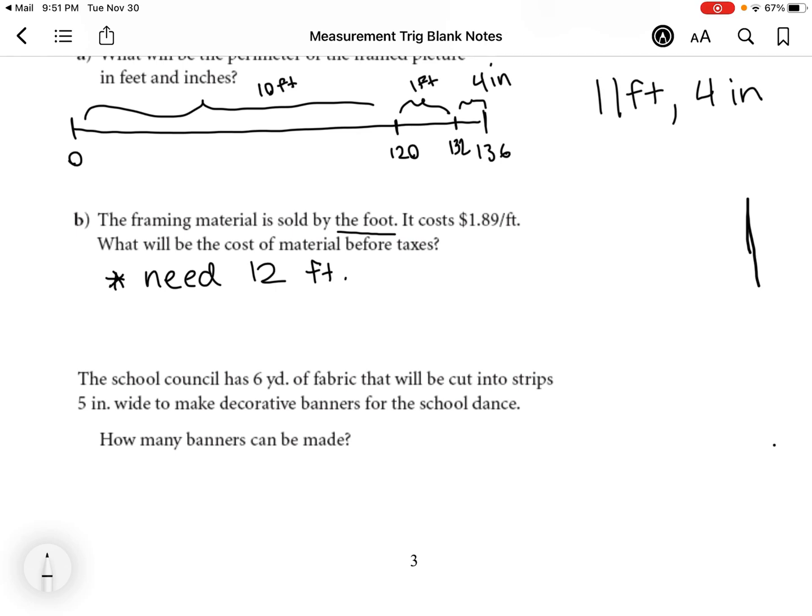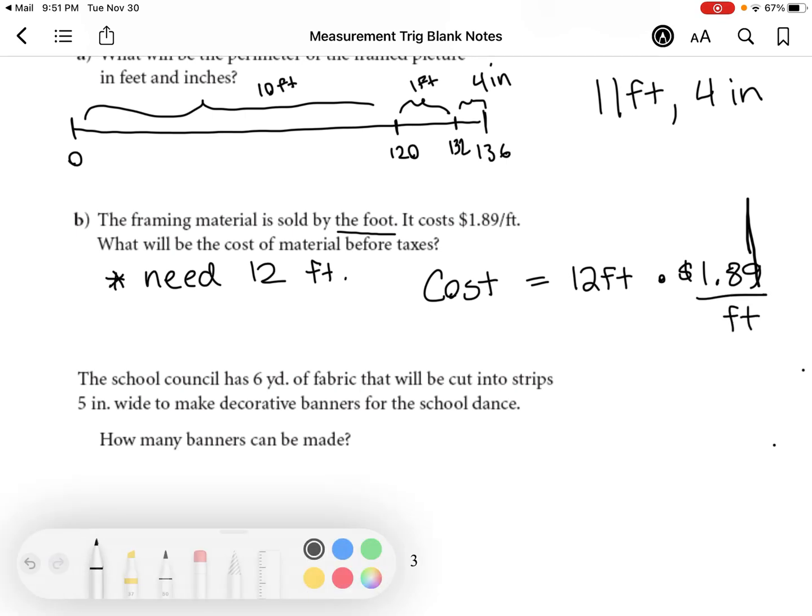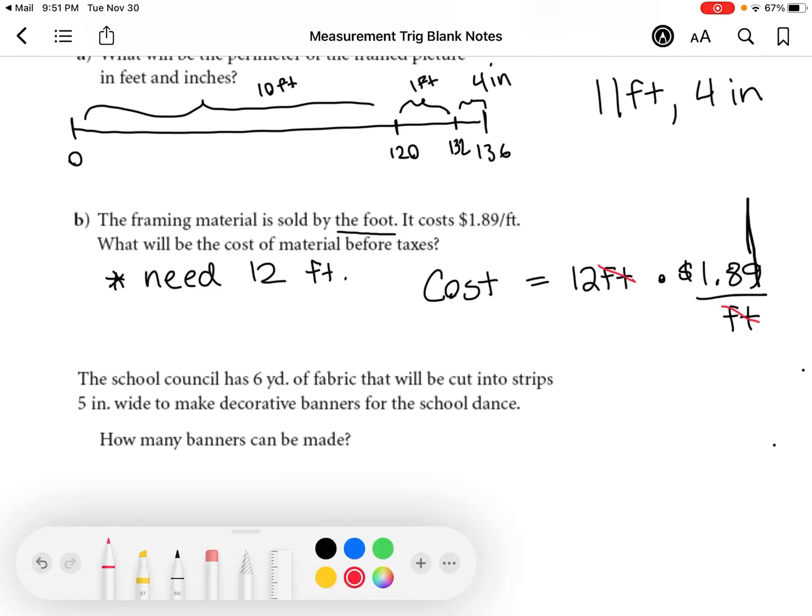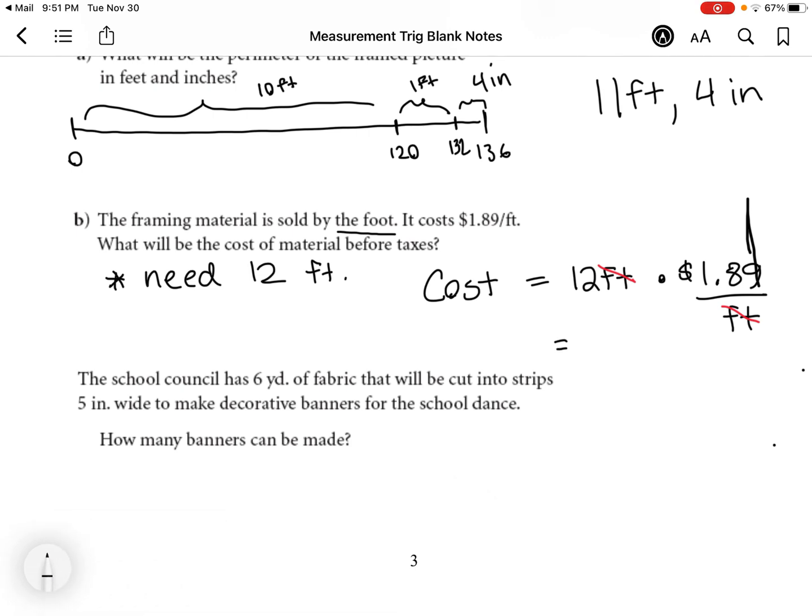Okay, so the cost is going to be, and in fact, even here the units cancel out, 12 feet times $1.89 per foot. And you can see actually that the feet cancel. So there's more unit analysis coming up. And when you multiply those together, I don't know what that is, close to 24, because 12 times 2 is 24. So what is that? 22.68.